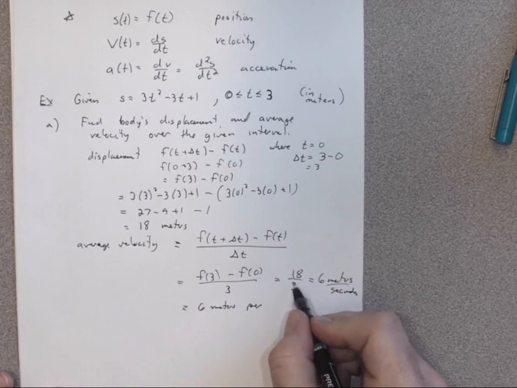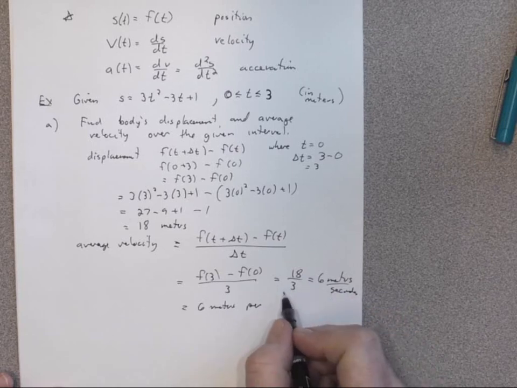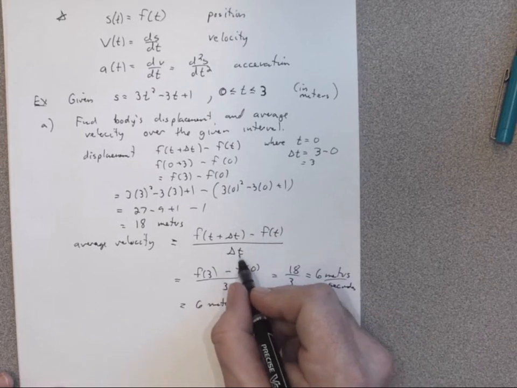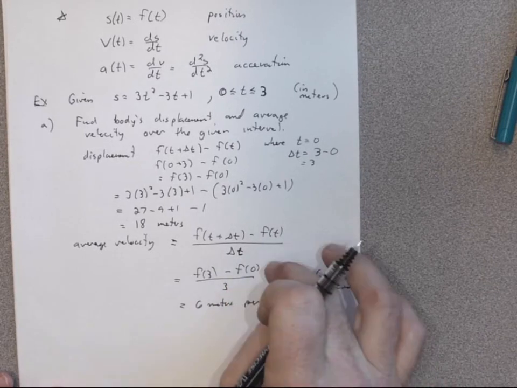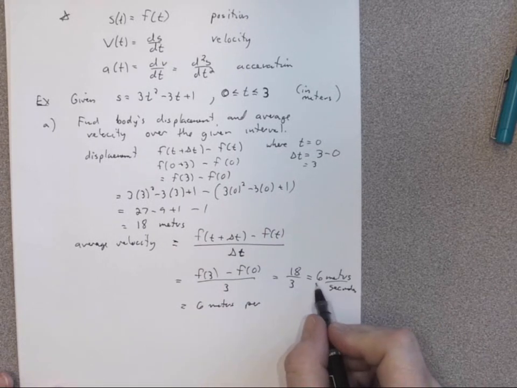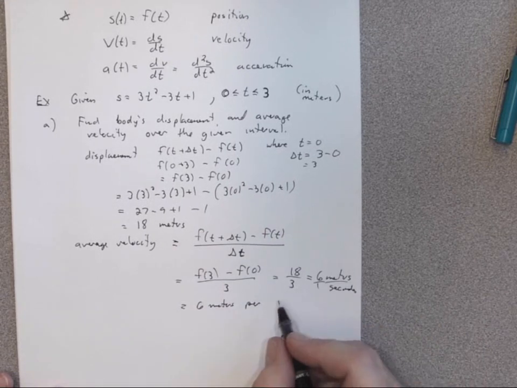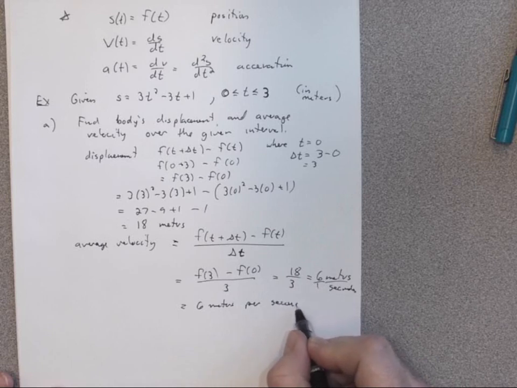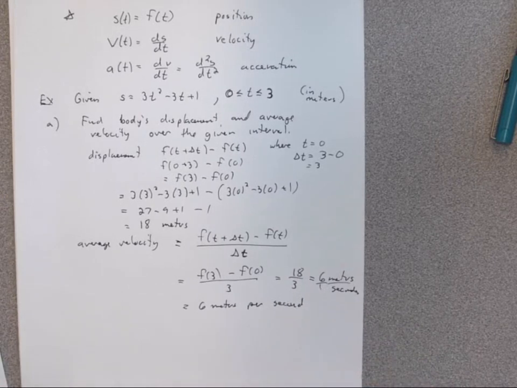Because remember, it was 18 meters over 3 seconds, right? If it moved 18 over 3 seconds, because the bottom is time and the top is distance, if you make this 6 over 1, which is what you're really simplifying, this is 6 meters per 1 second. So when you simplify a fraction, you're doing per unit, because the denominator becomes 1.